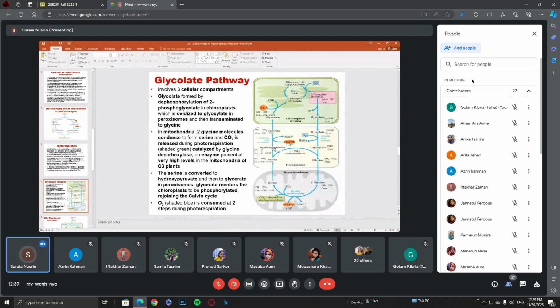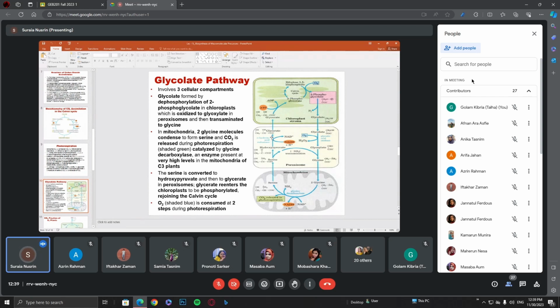So this hydroxypyruvate undergoes a reduction reaction. Reduction means the keto group is reduced into a hydroxyl group, and the reduction electrons are provided by NADH, and it becomes glycerate. Glycerate is made up of three carbons. Here, two carbons have the hydroxyl group, and another one is the carboxylic group. That's why it is glycerate.